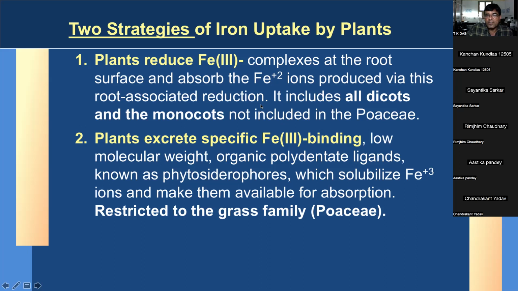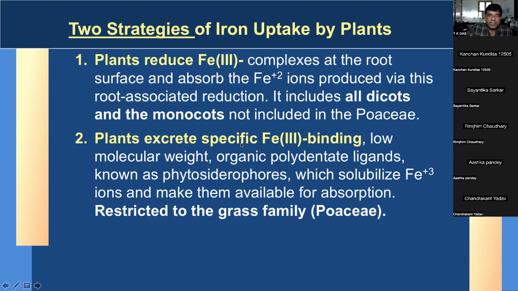So this reduction of Fe3+ to Fe2+ is made by plants by releasing some chemicals or biochemicals, making it ferrous. And then they take it up as ferrous. It includes all dicots and the monocots not included in the Poaceae. So Poaceae members do not have this mechanism, but all others have this mechanism.